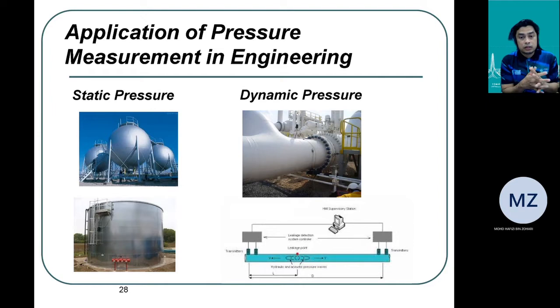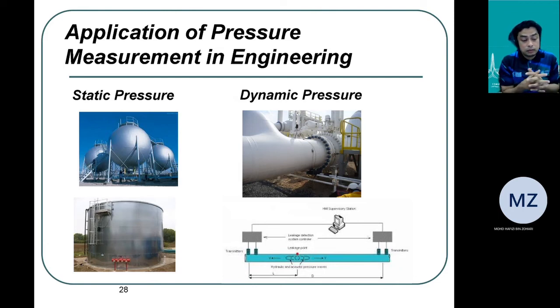All right, so in engineering, we have two types of pressure, which are static pressure and dynamic pressure. For static pressure, you can see the example is a tank, a pressure vessel. Basically, it's static, doesn't move. The amount or the signal or the output doesn't vary with time. So that is static. And then the other one is dynamic pressure. Dynamic means it varies. It changes over time.